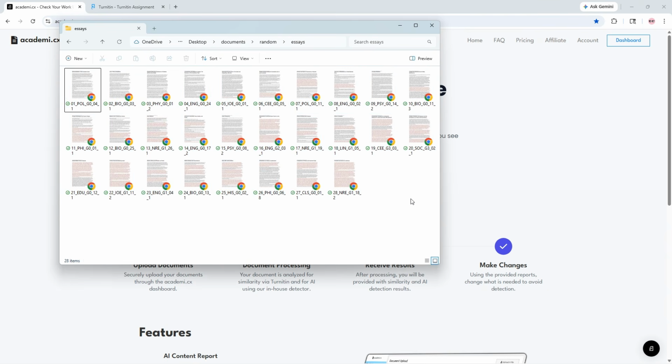And previously they had 0% AI, but to make things interesting, I have actually added them to ChatGPT, and anything you see highlighted in red throughout the video in these comparisons is definite AI added by ChatGPT. Purpose of that being to see how Academicx detects AI and how Turnitin detects AI.